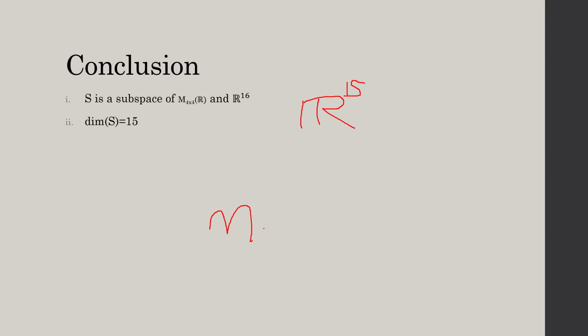Remember, we're using the n-1 rule because we have one linear equation, that trace equals 0, that's taking away 4 freedom of entries.